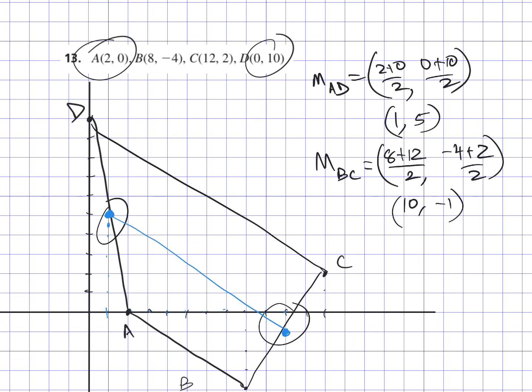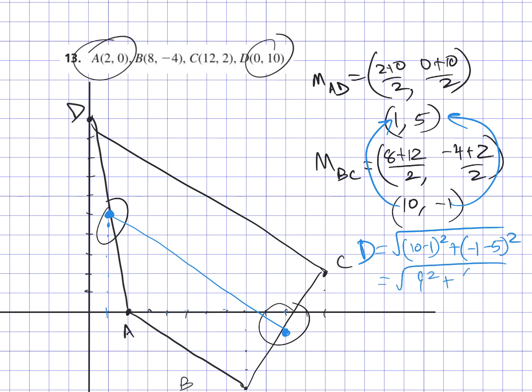So there's your mid-segment. Again, distance is x minus x, y minus y. 10 minus 1 is 9. Negative 1 minus 5 is negative 6. When you square a negative, it goes away to positive. 81 and 36 is 117. So that's an exact number. And use your calculator to do the square root of 117, and you get 10.82.